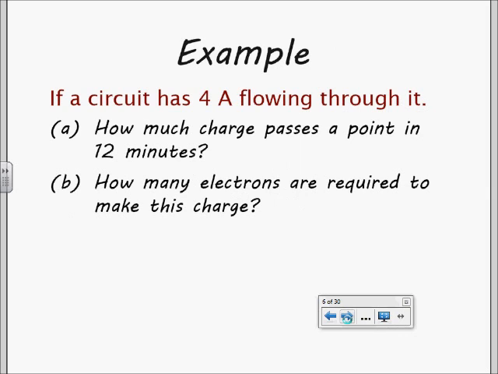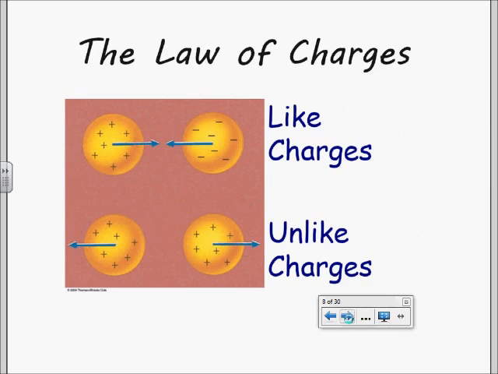Right, so here's an example which I want you to copy into your notes. Take note of the fact that the first part of the question talks about 12 minutes, so we need to change that time to seconds. You work out the charge in part A of this question, and then you need to work out the number of electrons. To do that, you need to know that the charge on one electron, represented by the symbol little e, is 1.60 times 10 to the negative 19 coulombs. So using that, you should be able to figure out the number of electrons. That's where you write your answers.